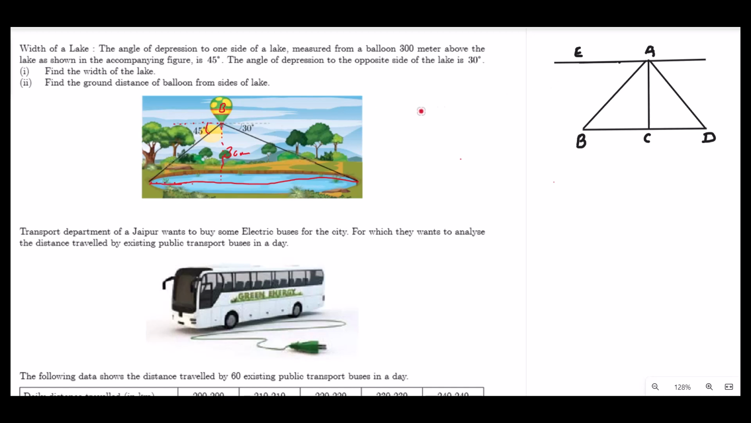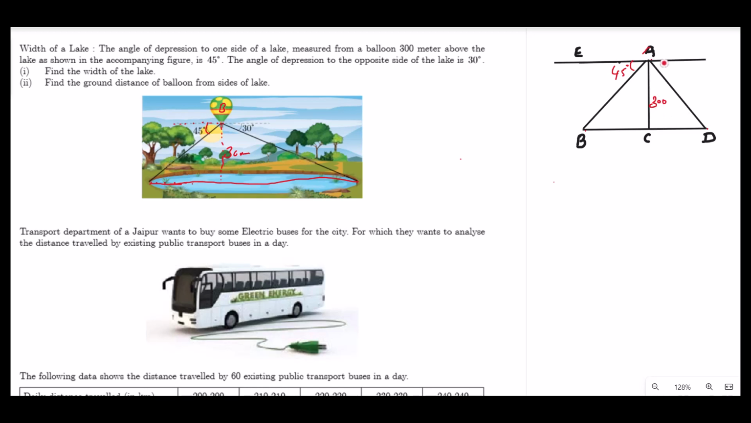So do one thing. You can draw one more diagram like this. Suppose BD is the lake, so the width of the lake will be BD, right? This is the balloon A. A is located here. From this balloon to one side of the lake, the angle of depression is given as 45 degrees, right? Now, what is the distance between A and C? It is 300 meters, the distance between the balloon and the lake.